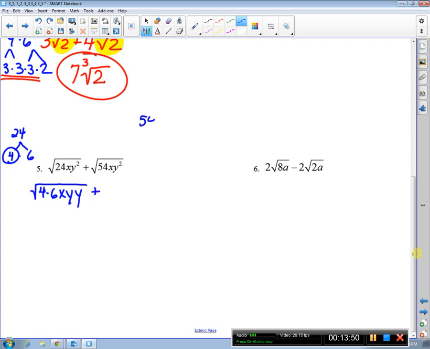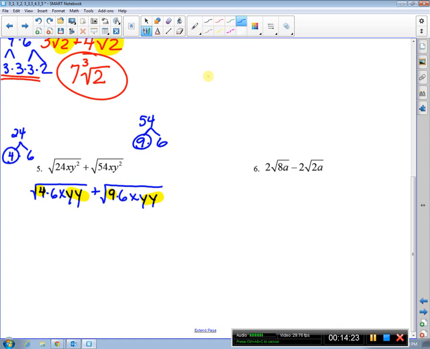54. So if you think of it first, 9 times 6, you have a perfect square. Let's simplify each part. I've got some perfect squares to pull out. I've got a square root of 4 here, square root of 9 here, and I have a couple y's that I'm going to pull a y out of.